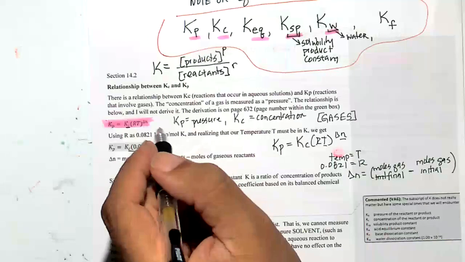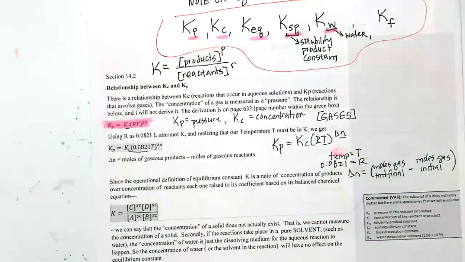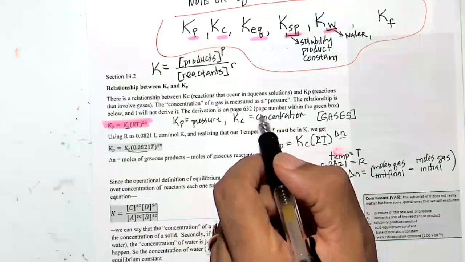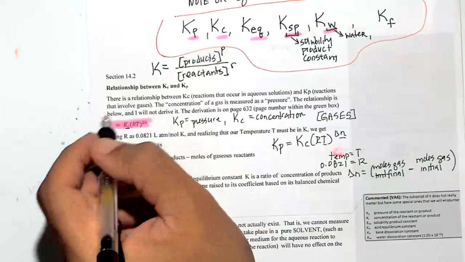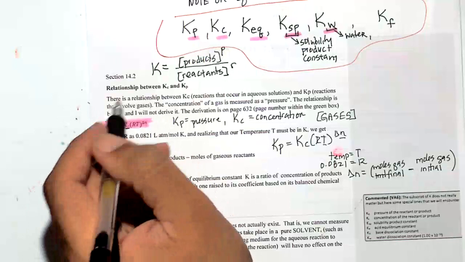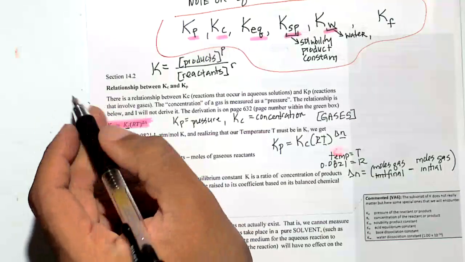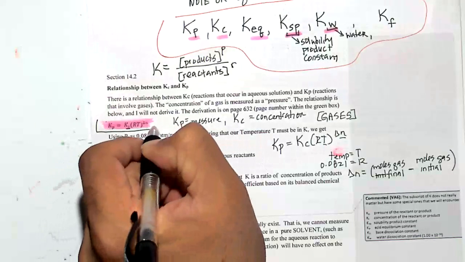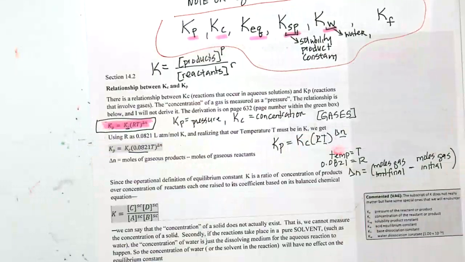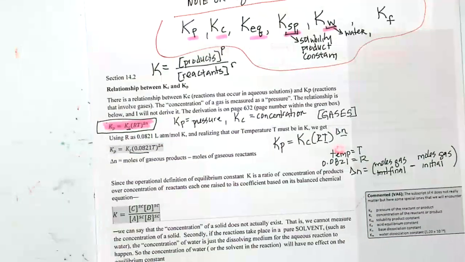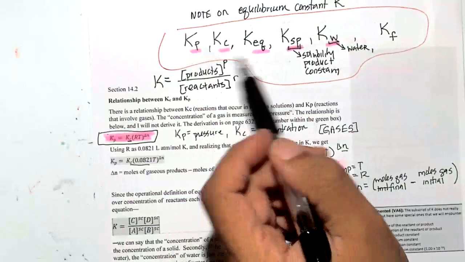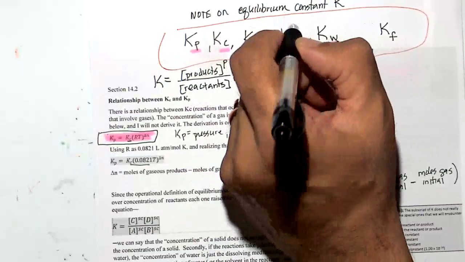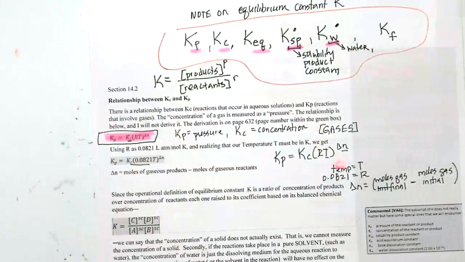So this is just going from Kp to Kc. P is for pressure, C is for concentration. What are we talking about here? What state? Gases. This is for gases. There are a whole bunch of K's that we'll talk about. We'll find out about this later on.